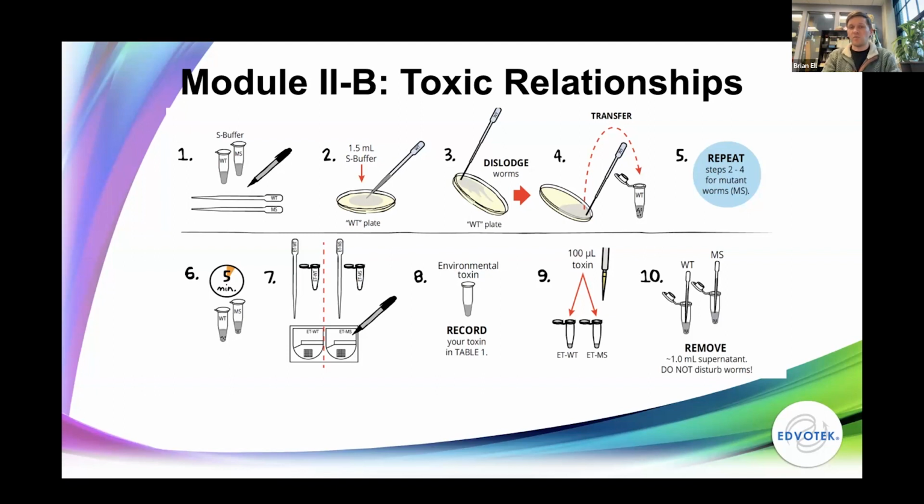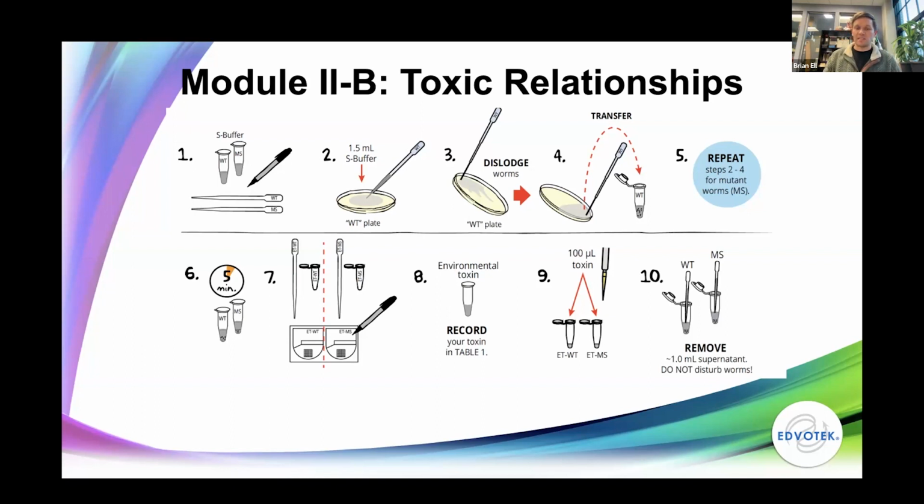So they'll do this for both plates, one for the wild type and one for the mutant strain. We're just going to set these aside and let the worms settle down into the bottom of the tube. We don't want to centrifuge the worms. They're not as sturdy as a cheek cell or a bacterial cell. We're just going to let gravity do its work for us and let these settle down to the bottom of the tubes.